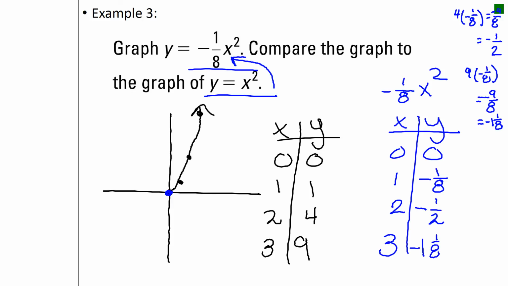So what happens when we compare this black line to this blue line? It flips, obviously. And does it get narrower or does it get wider is the next question. Then 2 would be -1/2, and 3 would be -1 1/8. Does it get narrower or wider? You see how my points are all kind of close to each other? That tells me it's getting wider. So it flips and gets wider. Okay, that's how you compare them.